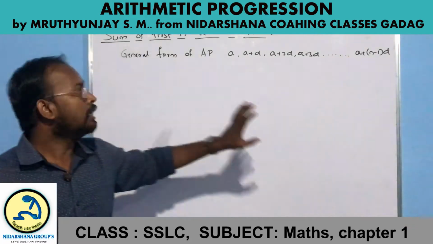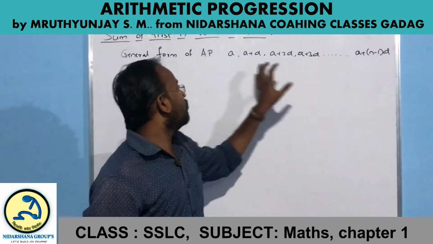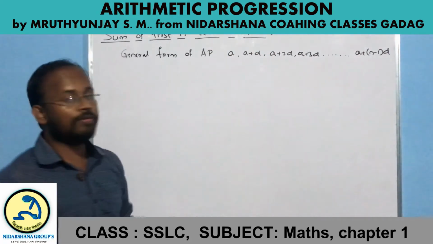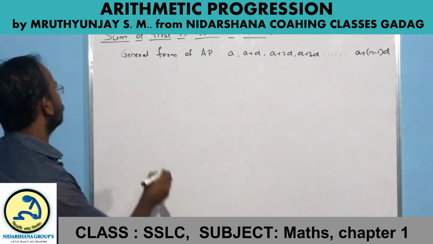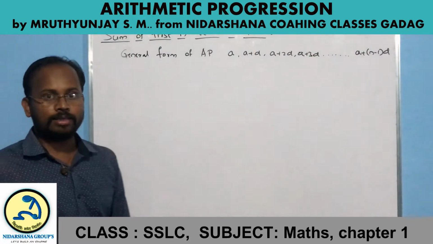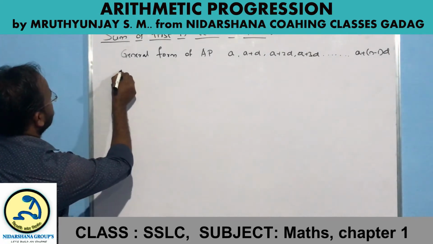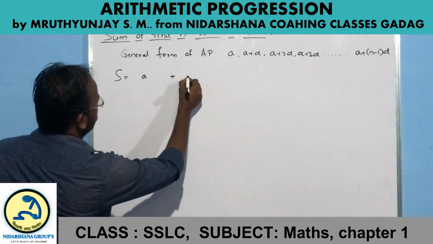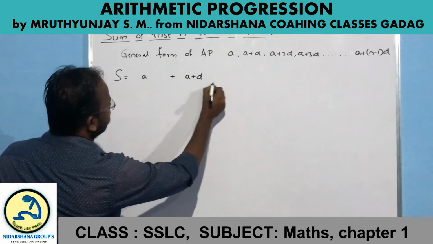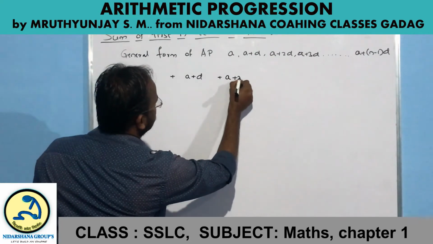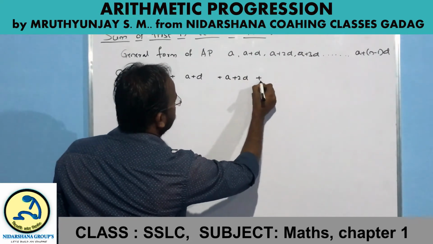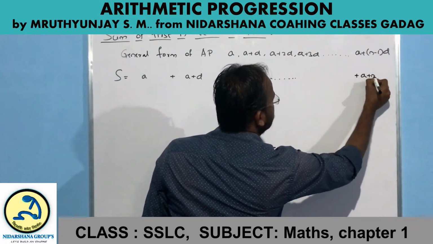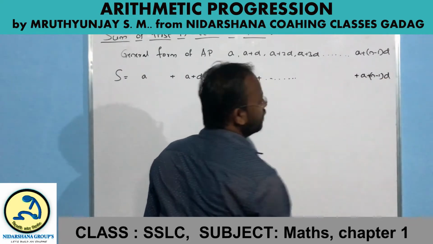So now we need to calculate the sum of all these terms. If we put plus in between these terms, then we will get the sum of the first n terms. So for that, I will denote this sum as S. Okay, so that is S is equal to first term a, second term a plus d, third term a plus 2d, plus so on. The last term is a plus n minus 1 into d.